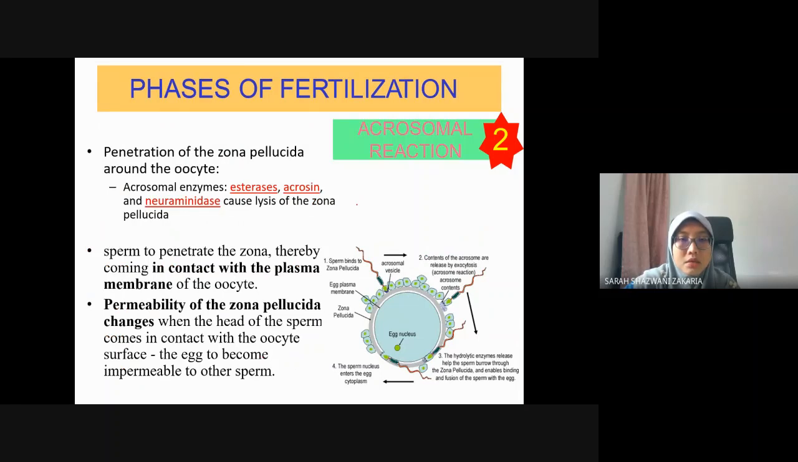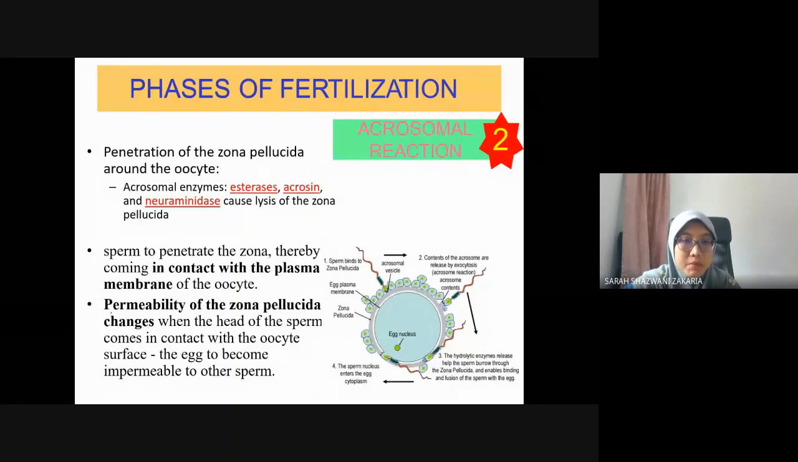These are the substances or enzymes contained in the acrosome for penetration of the zona pellucida around the oocyte. So we have esterase, acrosin, and neuraminidase, which cause lysis of the zona pellucida. Once the zona pellucida is penetrated, it will expose the plasma membrane.